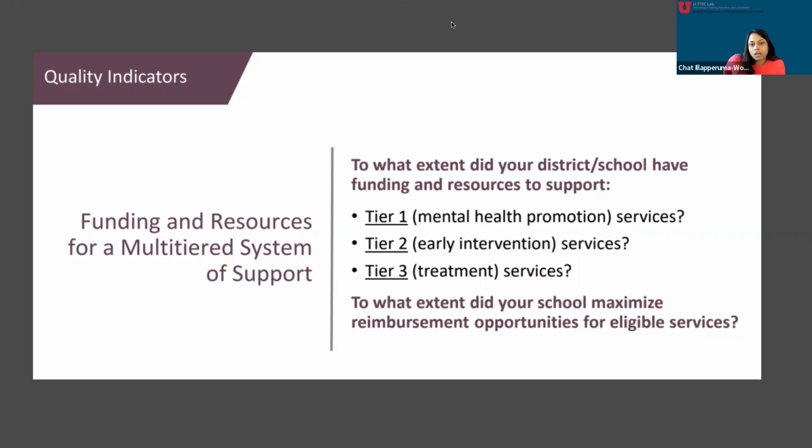I think this is important when you think about continuum of care. You want to make sure you have funding to support students who receive services through all of these different tiers. So to what extent did your school or your district have funding and resources to support all three tiers? And to what extent did your school maximize reimbursement opportunities for eligible services? Maximizing opportunities to be reimbursed for services is definitely a necessary component in making sure your mental health framework is sustainable. So we'll talk more about that.